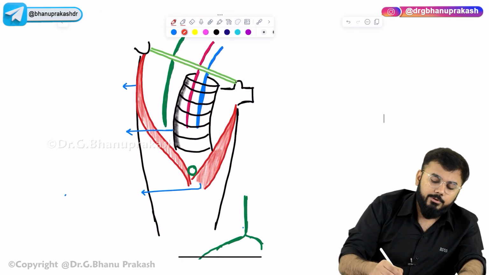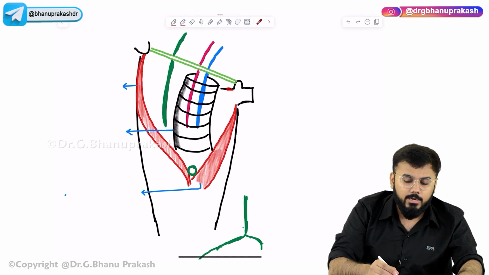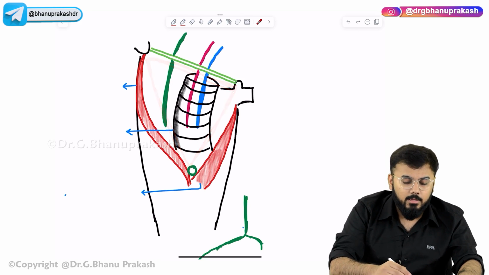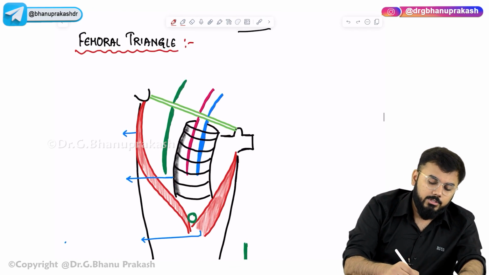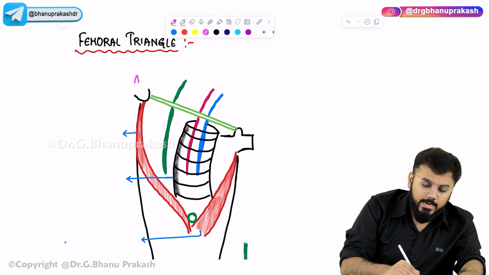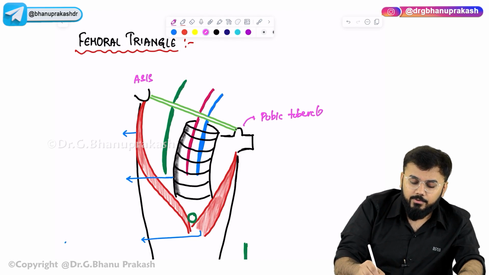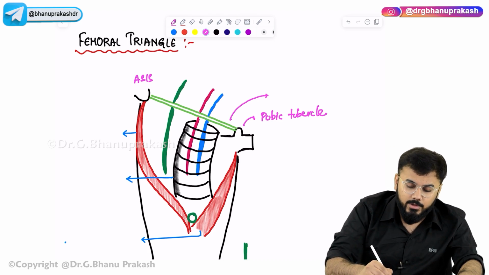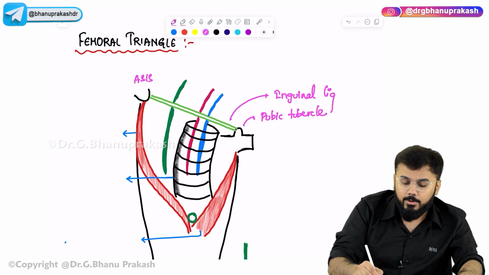The most important topic here we'll discuss is the femoral triangle. So you can see a triangle here. This particular triangle which you can observe here is called the femoral triangle. Now in this femoral triangle, what are the important things we have? So first, this is called the anterior superior iliac spine, and this one over here is called the pubic tubercle. So between the anterior superior iliac spine and the pubic tubercle, this green colored ligament which you have over here is called the inguinal ligament.